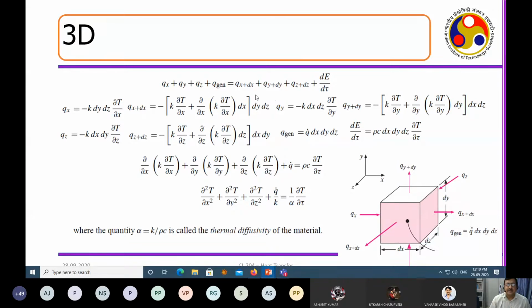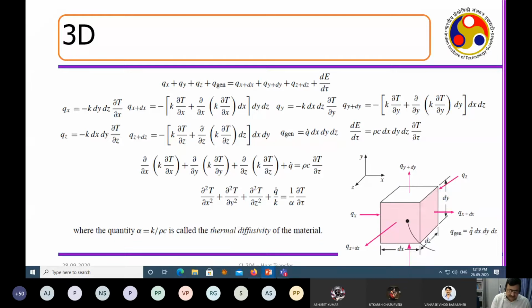And I enforce the same balance equation. What is that? Qx is the heat conducted in on the x surface, and x plus dx is conducted out. X is coming in and x plus dx is going out. Y is coming in, y plus dy is going out. Z is coming in and z plus dz is going out.